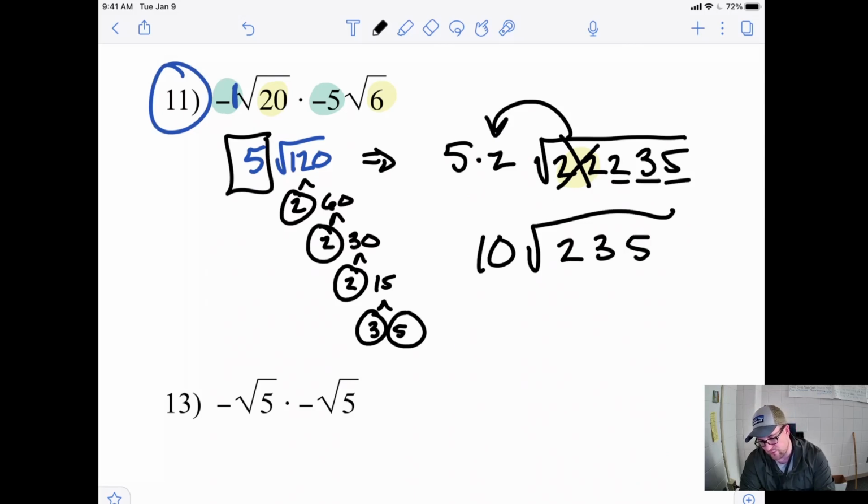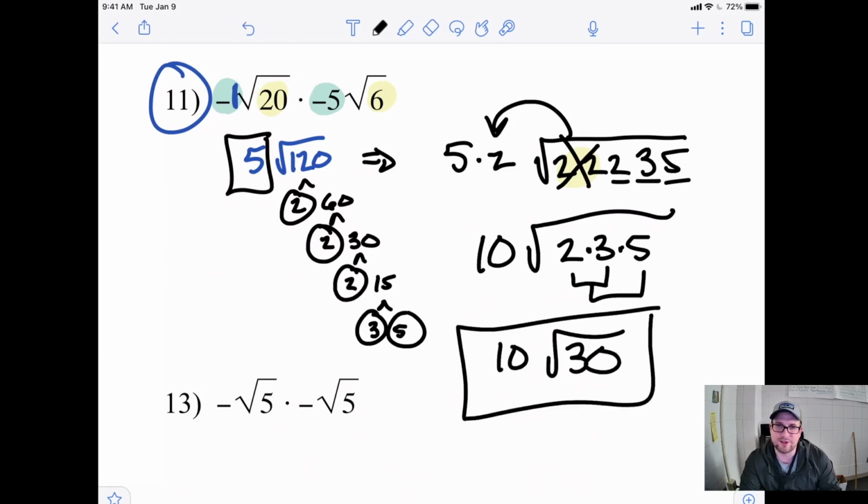Now, you can write 2, 3, 5 right now, but you're going to get the wrong answer because those need to be multiplied together. 2 times 3 is 6. 6 times 5 is 30. That's the number that stays inside the square root. And just like that, you are done.